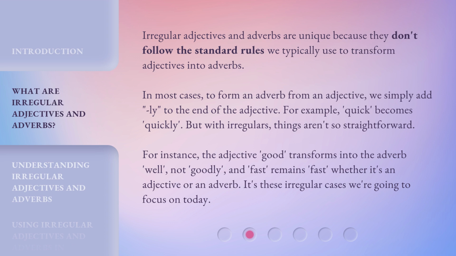Irregular adjectives and adverbs are unique because they don't follow the standard rules we typically use to transform adjectives into adverbs. In most cases, to form an adverb from an adjective, we simply add "ly" to the end of the adjective. For example, quick becomes quickly. But with irregulars, things aren't so straightforward.